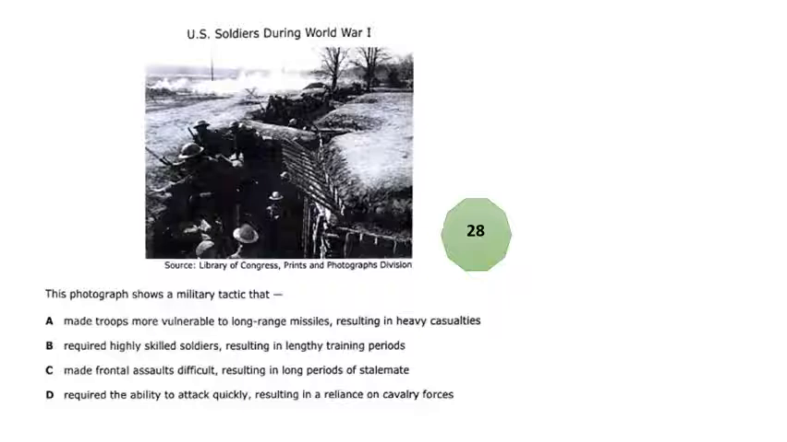All right, 28. U.S. soldiers during World War I. In our notes, and if you were in any of my Zoom sessions, we looked at a lot of pictures of trenches. They were the defensive structures that protected you from machine guns and artillery. But if you had to attack, you had to go out into no man's land. This photograph shows a military tactic that made troops more vulnerable to long-range missiles. No, there's no missiles yet. That's not one of the new technologies.